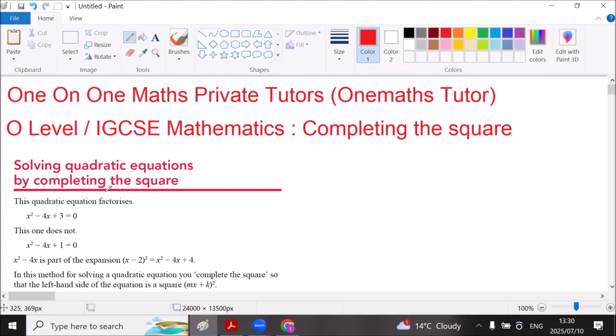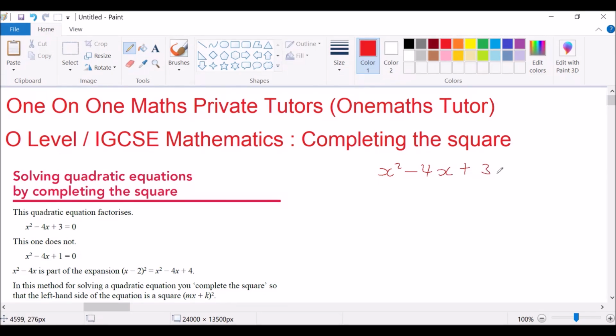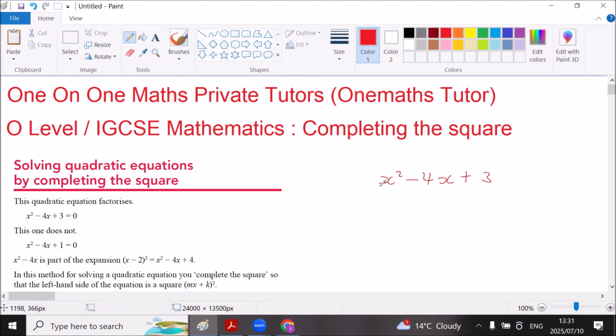In the previous video, we learned how to solve quadratic equations by factorizing. If we are given x squared minus 4x plus 3, this expression can be factorized. We use the coefficient of x squared and the numerical term here. In this case, the coefficient of x squared is 1. So we say 1 times 3, then we get 3. Then we look for factors of 3, which when we add will give us minus 4, which is the coefficient of the middle term. So these factors are minus 1 and minus 3.